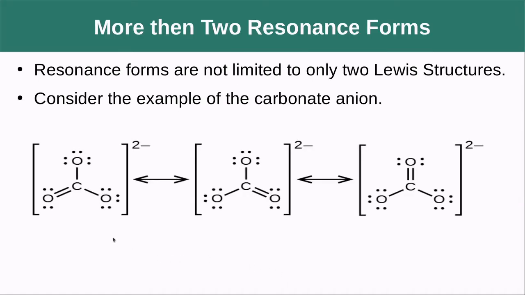There can be more than just 2 resonance forms, as seen here with CO3, the carbonate anion. Here we have this double bond that's moving around the carbon. If we were to measure these bond lengths, we'd actually find that they'd be close to a bond of 1.3.